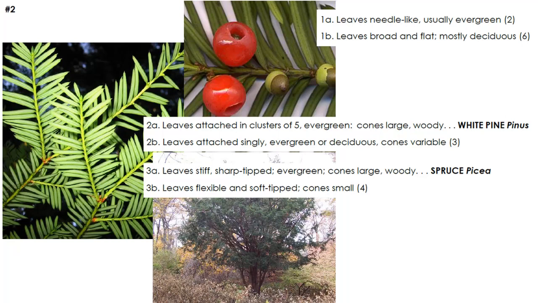Leaves stiff, sharp-tipped, evergreen, cones large and woody, or 3B, leaves flexible and soft-tipped, cones small. You'd have to see them in real life to really be sure, but these look pretty flexible and soft-tipped. There doesn't seem to be anything really sharp at the edges, and these cones, whatever a cone is, they don't look large and woody. There's nothing large and woody about this.